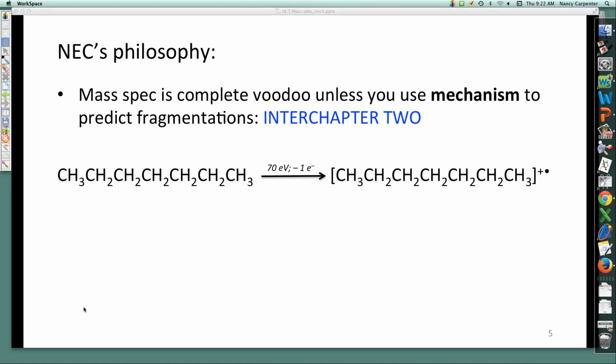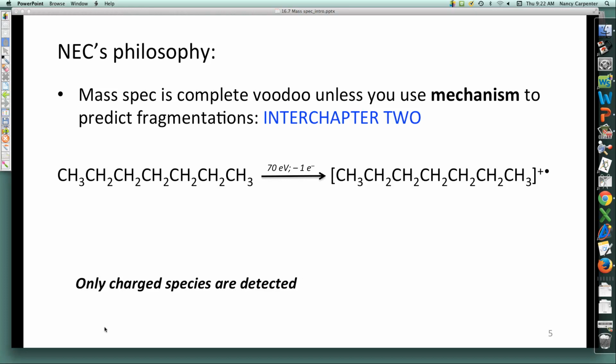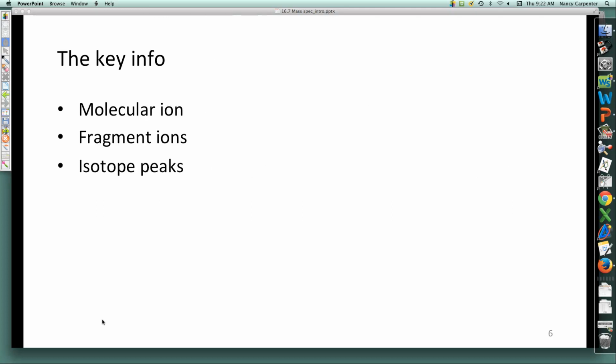Two important things to note. Only charged species are detected. So if it's just a plain old neutral radical, it goes out into the atmosphere, is not detected at the detector, doesn't show up in the spectrum. And just like IR, we're going to ignore probably as many as 95% of the peaks in the mass spectrum. In fact, in some mass spectra, the only thing you're going to get out of it is the molecular weight. So don't try to analyze everything.